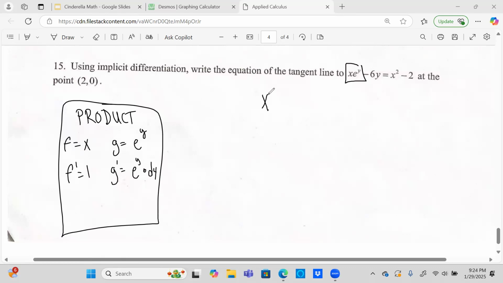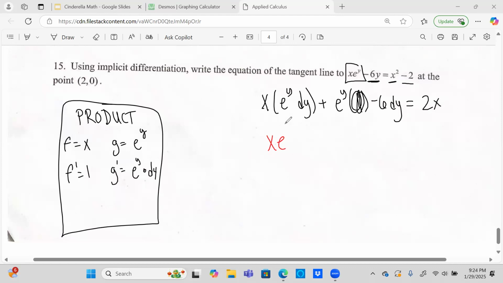Okay, so f g prime plus g f prime. And then now just take the derivative of negative 6y, so that'd be negative 6 dy equals, derivative here would be 2x, and then nothing for the constant. The 1 doesn't do anything. Okay, let's just clean that up. So that's x e to the y dy plus e to the y minus 6 dy equals 2x.